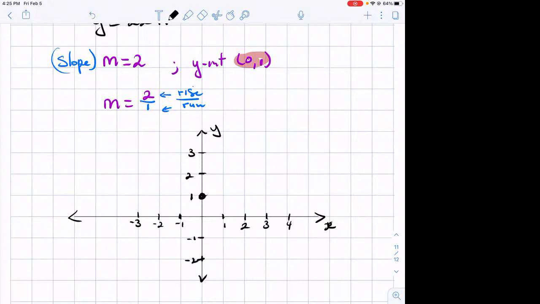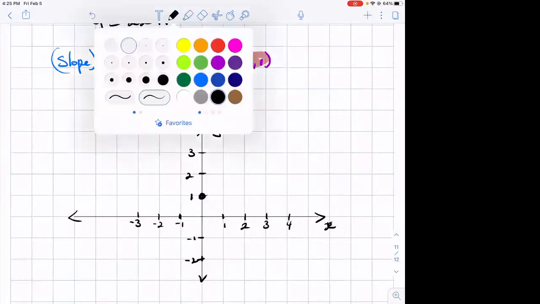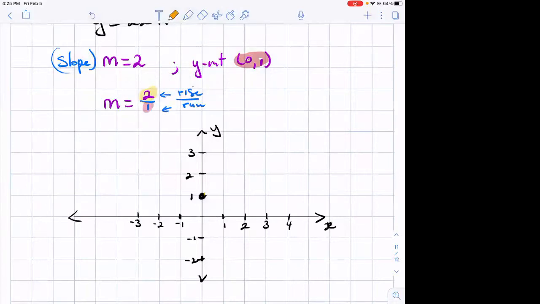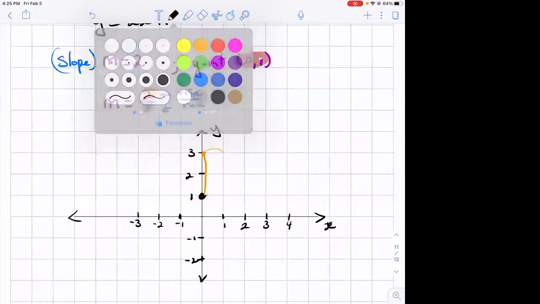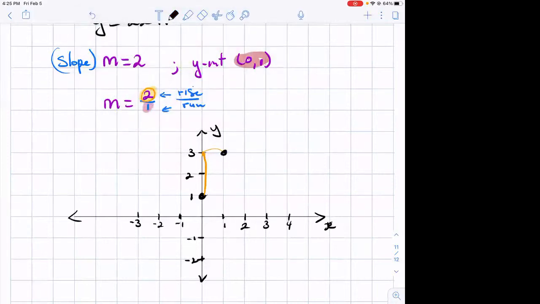So because the slope is 2, pay attention here, because the slope is 2 and the rise is 2, and here we have the run is 1, okay? So I'm going to try to use the same colors. From this point, I'm going to go 2 units up because we had the rise is 2, okay? And since the run is 1, then I'll move 1 unit to the right because it's positive 1. And that is where my second point will be.